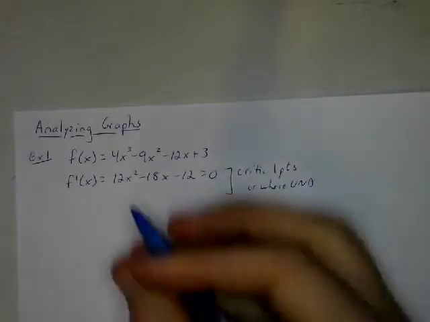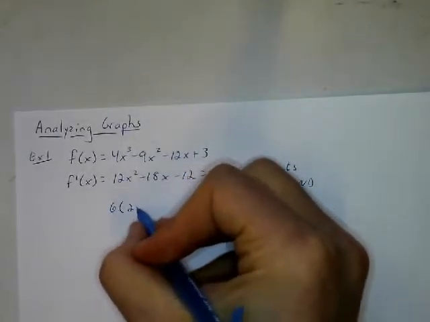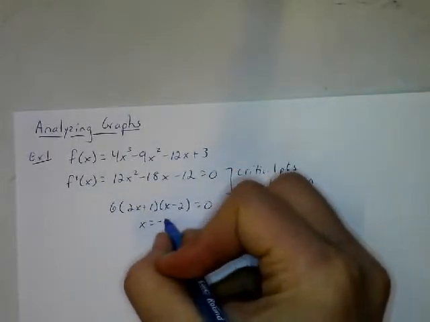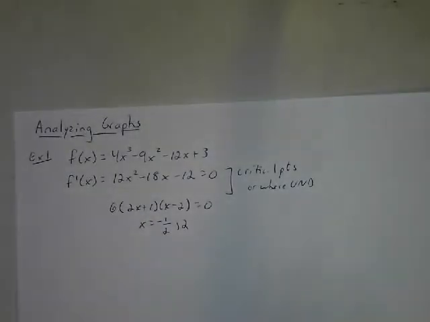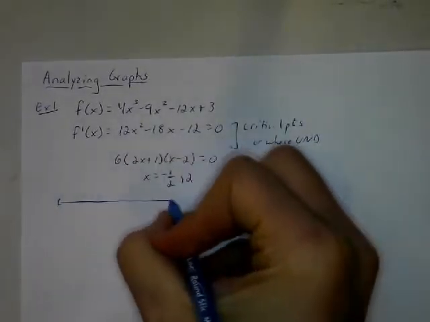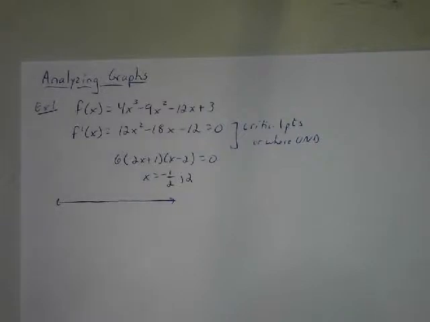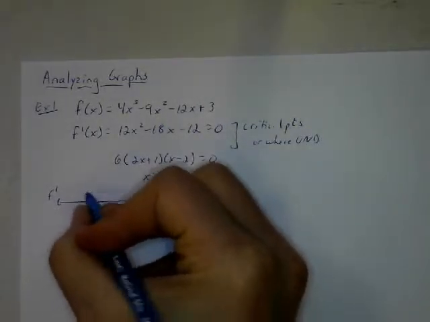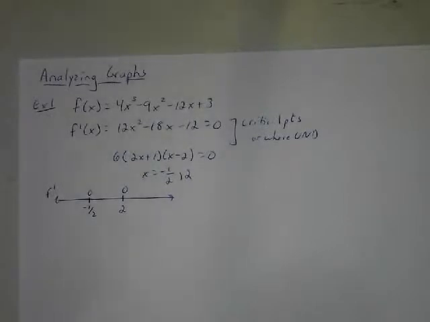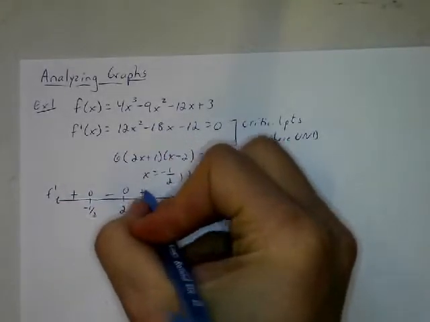We can then factor this, and when we factor, we get 6 times (2x plus 1) times (x minus 2) equals 0. So x equals negative 1/2 and 2. The next thing is a sign analysis. You must keep your sign analysis organized. I'm going to label this as f prime because we're going to have 2 of these for every problem. Next, I'm going to put my zeros on there. Make sure you write a 0 above them to indicate that the derivative is equal to 0 at those points. We then plug in for the sign analysis, and we get positive, negative, positive.